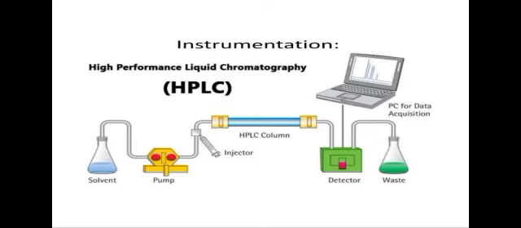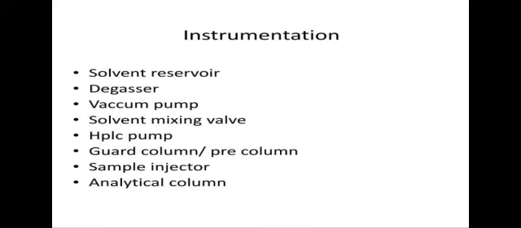And next we see the instrumentation of the HPLC. This is the structure of the HPLC. What are the parts? Parts are solvent, pump, injector, HPLC column, detector and a waste carrier. Instrumentation includes solvent reservoir, degasser, vacuum pump, solvent mixing bowl, HPLC pump, guard column or pre-column, sample injector, and analytical columns. These are the instrumentation of HPLC.